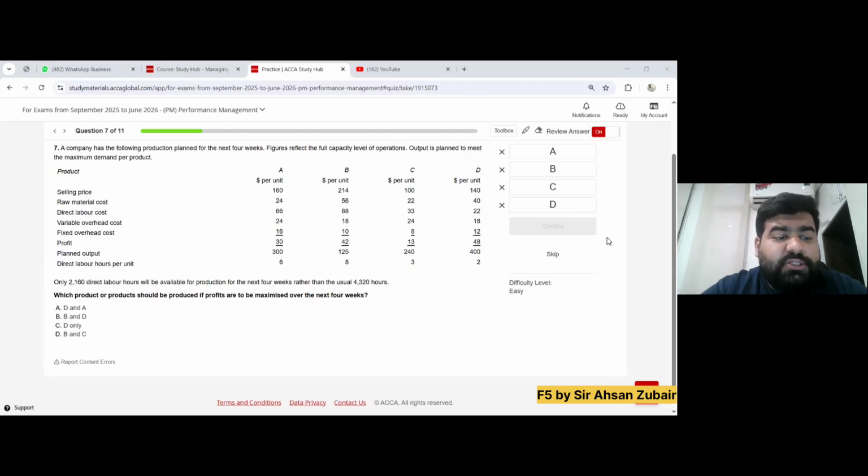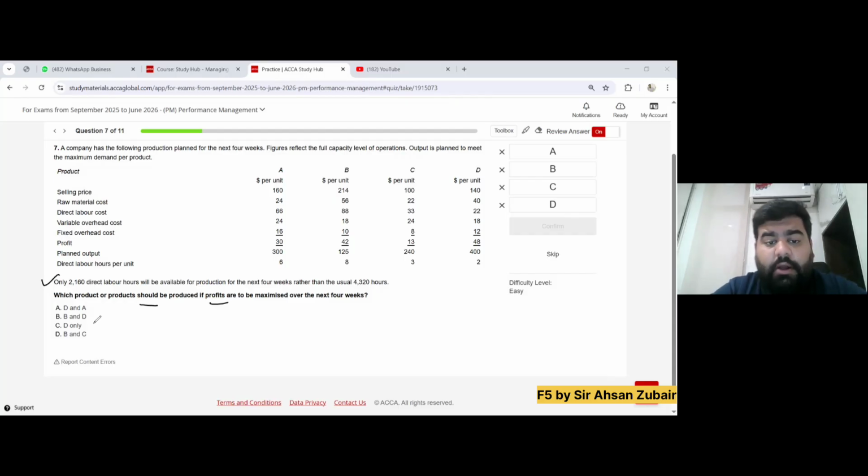Okay, so now we are having question 7. A company has the following production planned for the next 4 weeks. All the data is given: selling price, raw material, direct labor, variable overhead, fixed overhead, profit, planned output, and direct labor hours per unit. Now he's saying in the question that only 2160 hours are available rather than 4320 hours. So which product should we produce if we want to maximize the profit over the next 4 weeks? It means we have to do the ranking and see which product takes ranking 1 and ranking 2. That product will obviously give you a proper profit.